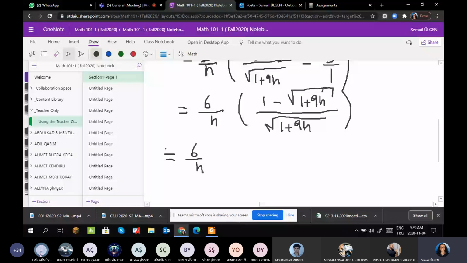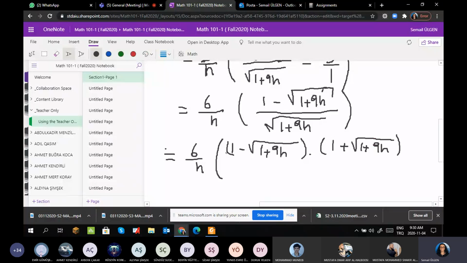For example, I can multiply 1 plus square root of 1 plus 9h, both numerator and the denominator, to get rid of h somehow. I'm trying to get rid of h in the denominator. That's the goal. All right. So if I do that, 1 minus square root of 1 plus 9h times 1 plus square root of 1 plus 9h.